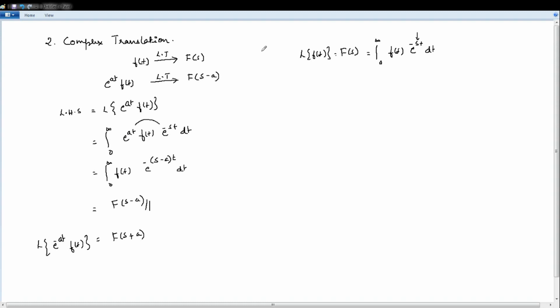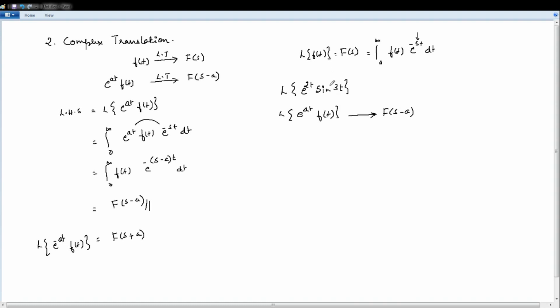Now this would be useful in solving problems like this. If you are given a problem wherein you have to find the Laplace transform of e^(2t) sin(3t), this is of the form Laplace transform of e^(at) f(t). And for this, we have already found F(s minus a), wherein F(s) is the Laplace transform of f(t).